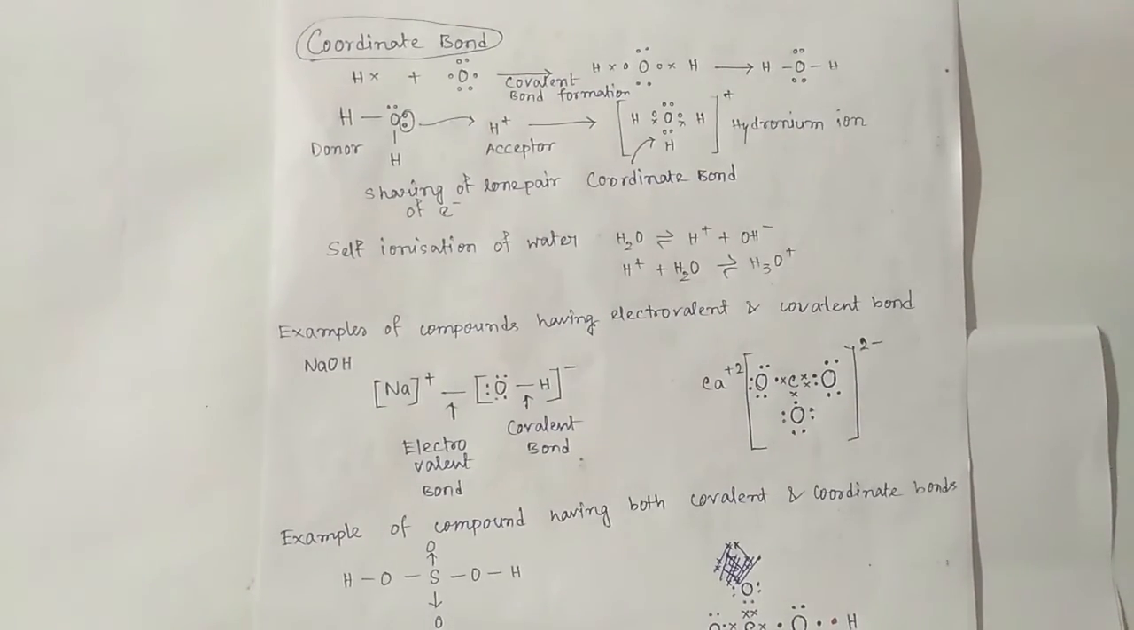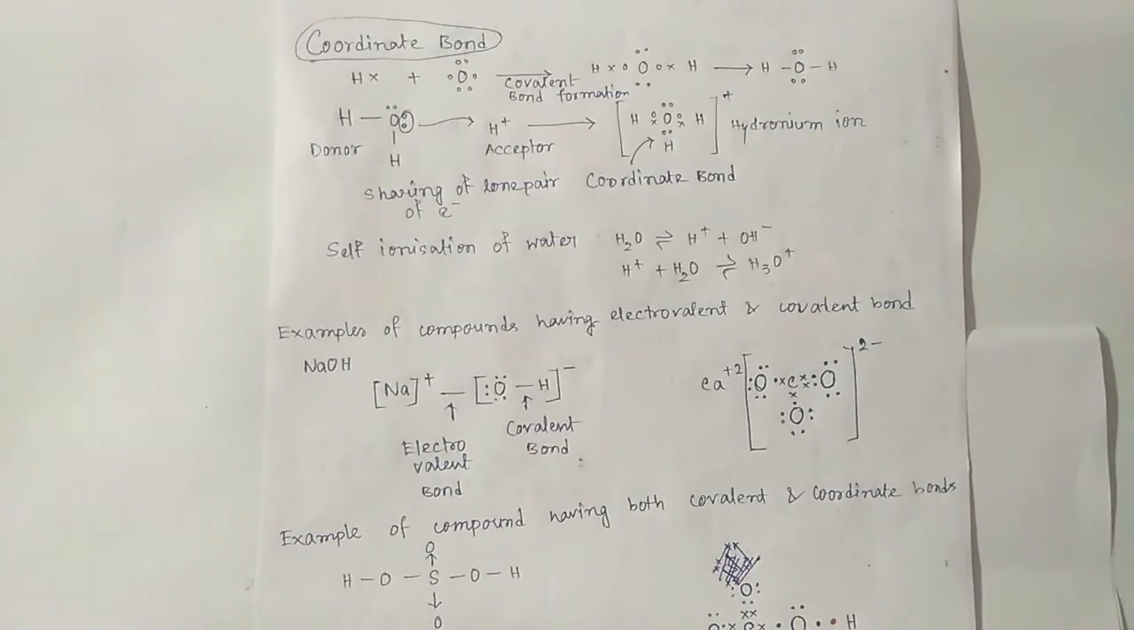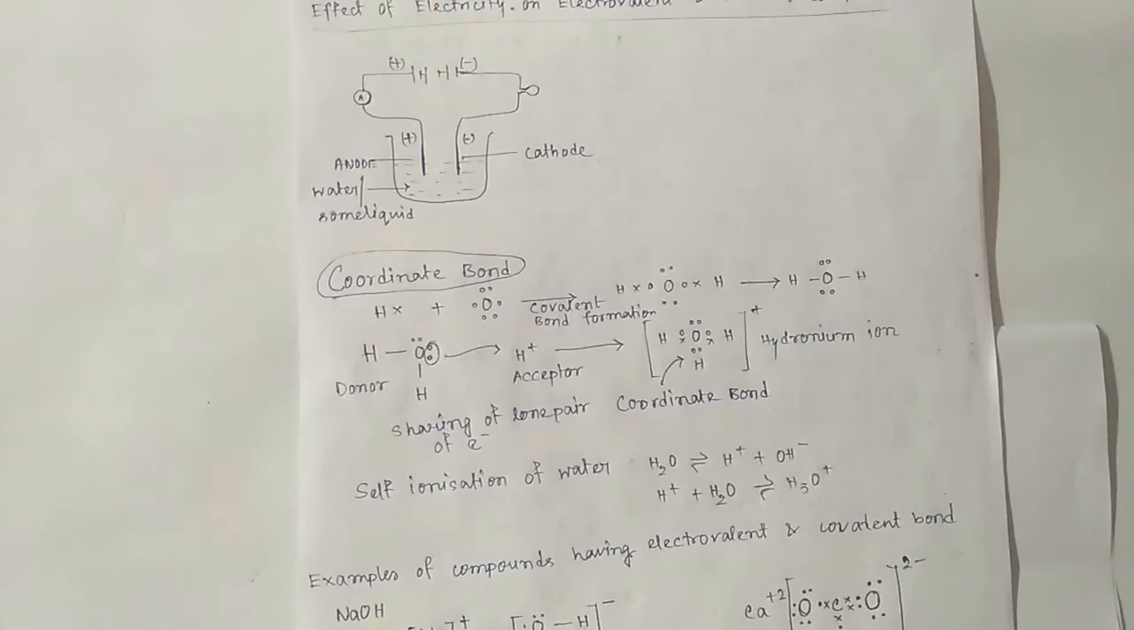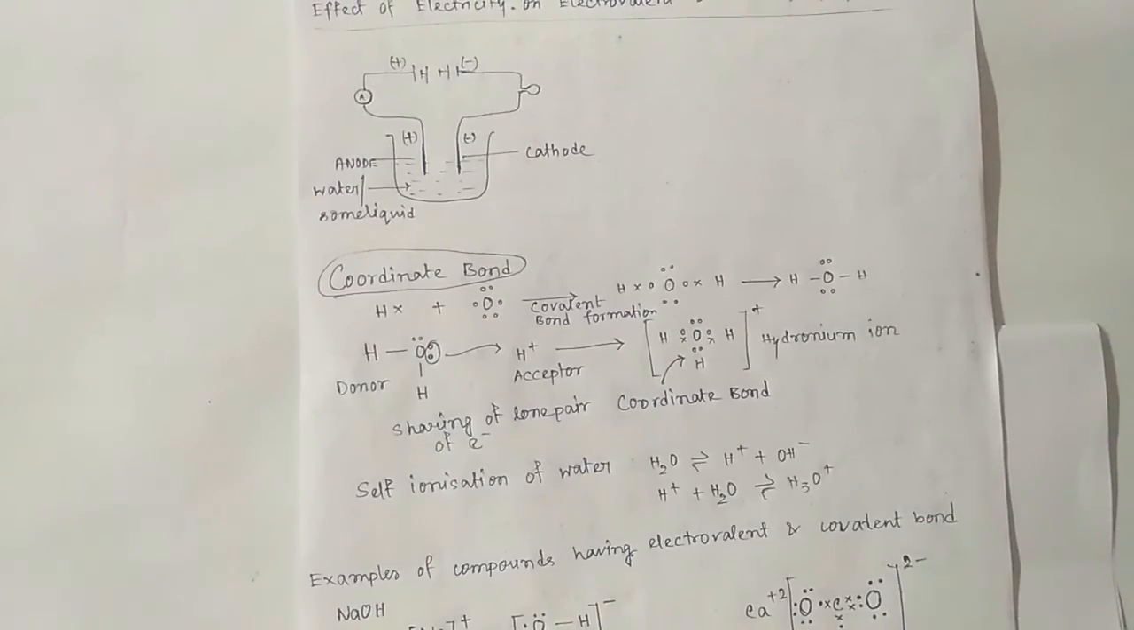So this is all about your second chapter, where you read about chemical bond, electrovalent bond, covalent bond and coordinate bond. So for electrovalent bond, I have told you two examples of NaCl and MgCl2. And for covalent bond, I have told you examples of chlorine molecule, HCl, then CO2, and then acetylene. I have explained all the things.